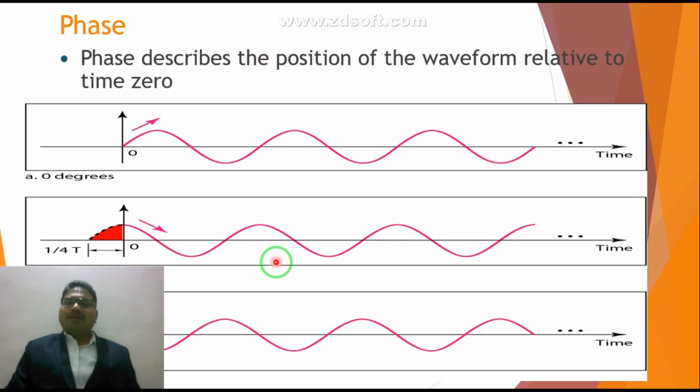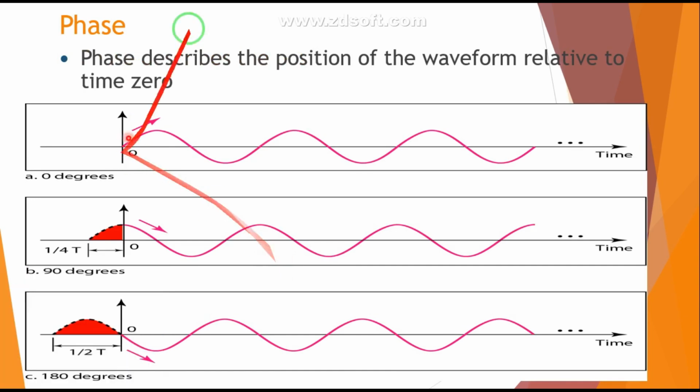Now, the third characteristic is phase. Phase describes the position of this waveform relative to time zero. You can see it over here. This is your zero, time instant equal to 0, the origin. If it originates from 0, it means it has a phase of 0 degree. See, this is 0, this is 90 degree, that is pi by 2. This is 180 degree, that is pi. This is 270 degree, and this is your 360 degree, that is 2 pi.